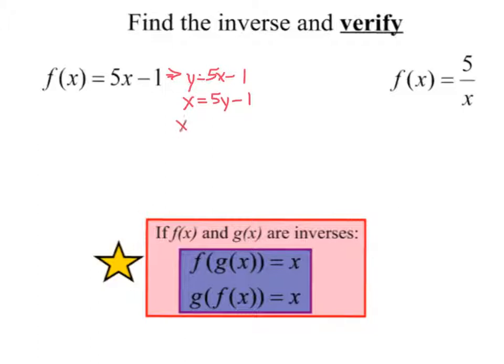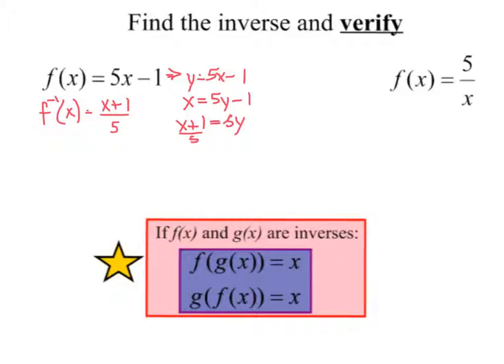So add 1, divide by 5, and this then is the inverse. Okay, we notate it with a little -1 like that. So it's x plus 1 divided by 5.